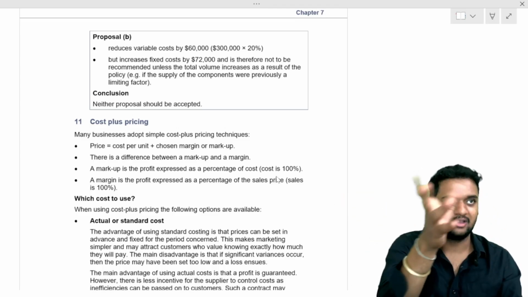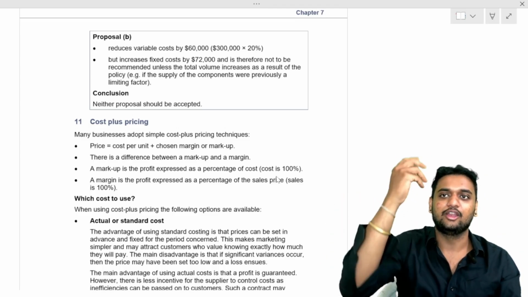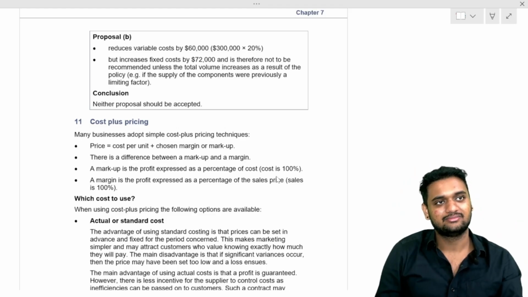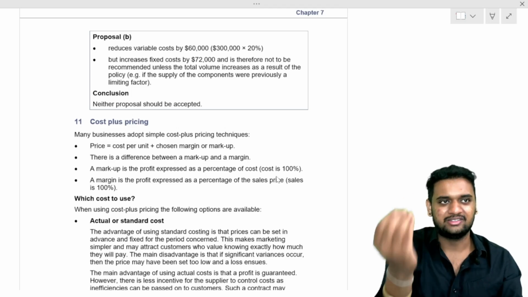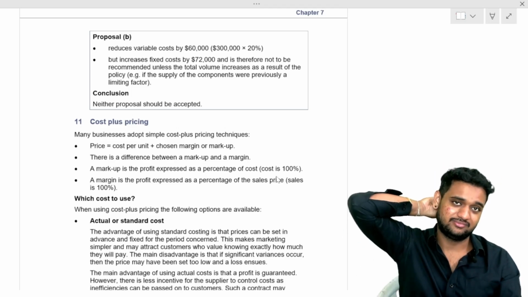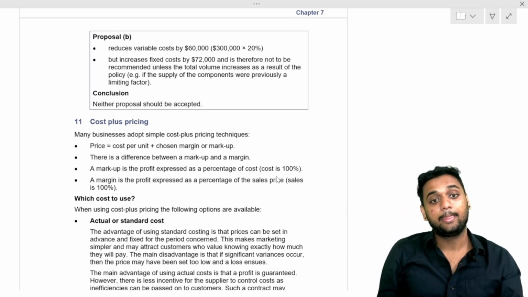It's not the only way. I'm saying if you're determining the price previously, we can use only the standard cost. Otherwise, we can find the actual cost and then find the profit. Understood? That is one thing.